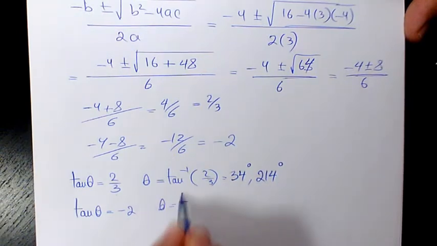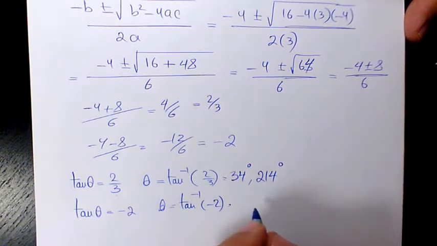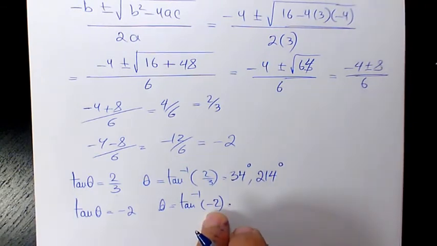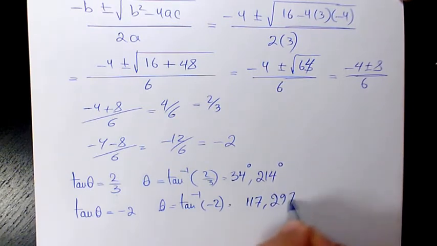And the other one, tan inverse of negative 2. That's going to give me, since it's negative, the answer is going to be in quadrant 2 and in quadrant 4. So we have 180 minus 63, which is going to be 117, and 360 minus 63, that's going to be 297 degrees.